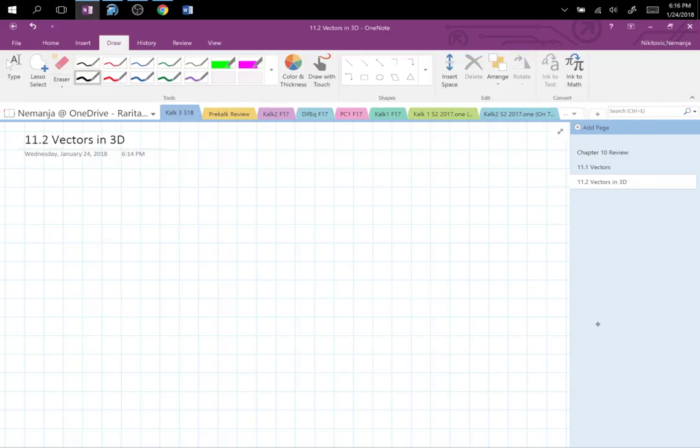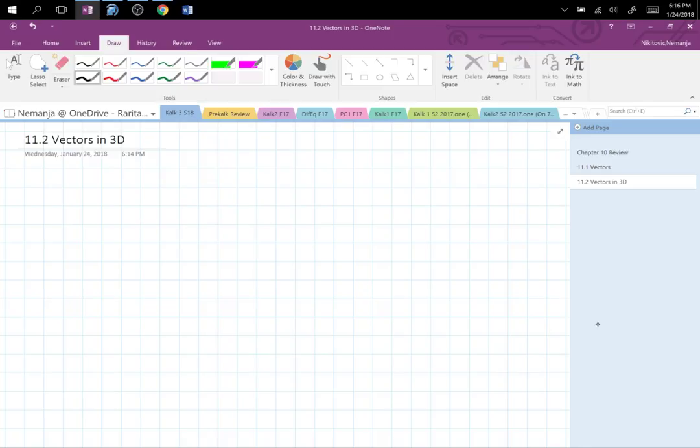Hello and welcome back to Calculus 3, section 11.2, vectors in 3D. So we are going to upgrade from 2D to 3D by simply adding another component inside the vector. We're also going to talk about IJK notation, and we are going to keep all of the properties we covered in a previous section.